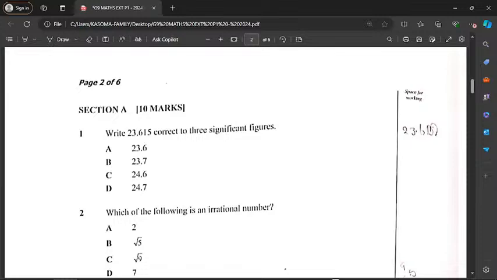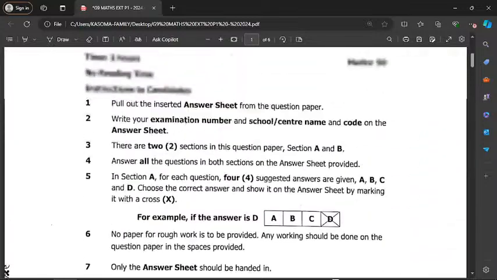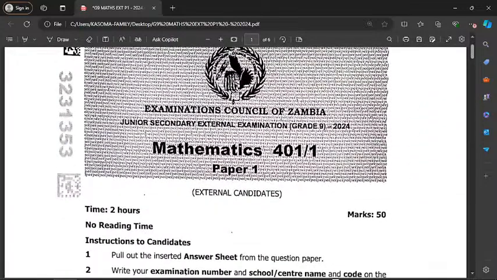Okay, so this is paper 1 of 2024, external. We can check on that. It has 50 marks, and students will spend 2 hours writing this paper. This is the paper that we're going to write.